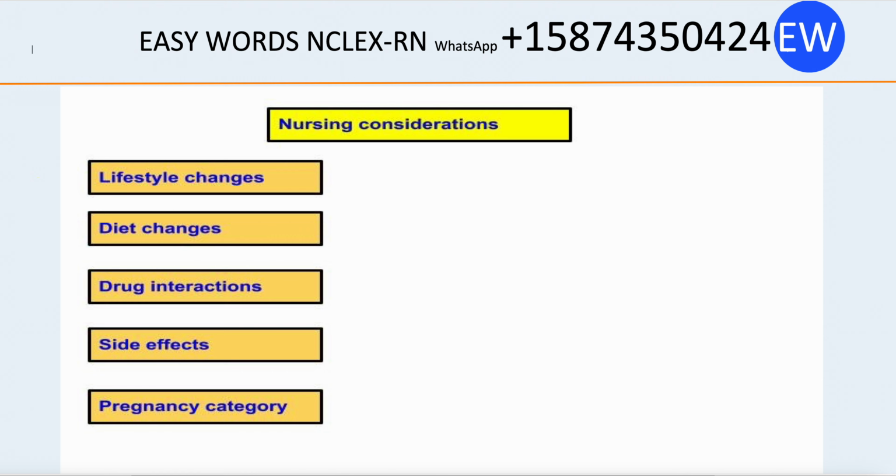So these are all the nursing interventions or considerations we keep in mind, such as lifestyle, diet, drug interactions, side effects, and pregnancy category, while dealing with peptic ulcer disease and using H2 receptor antagonists.